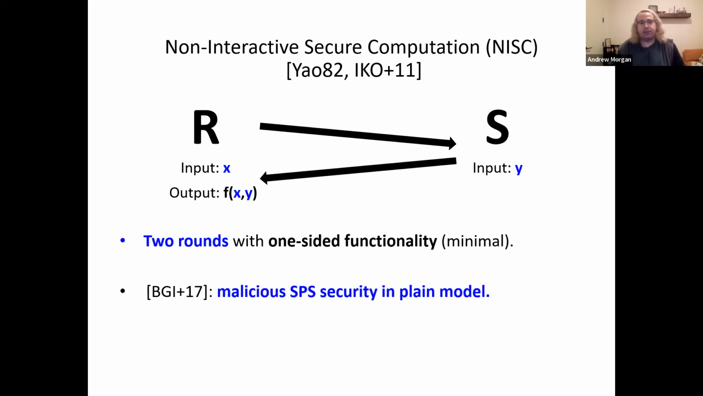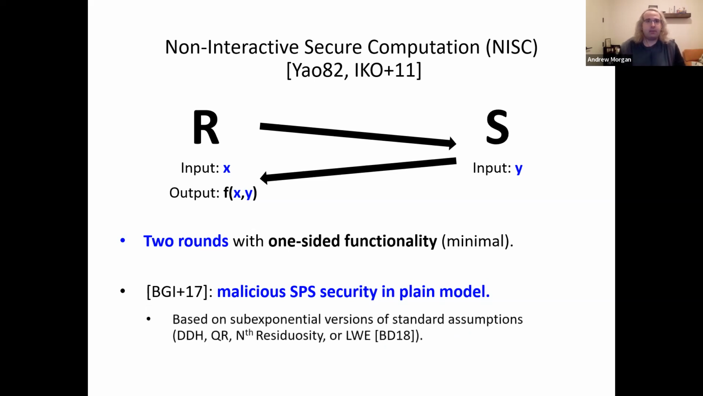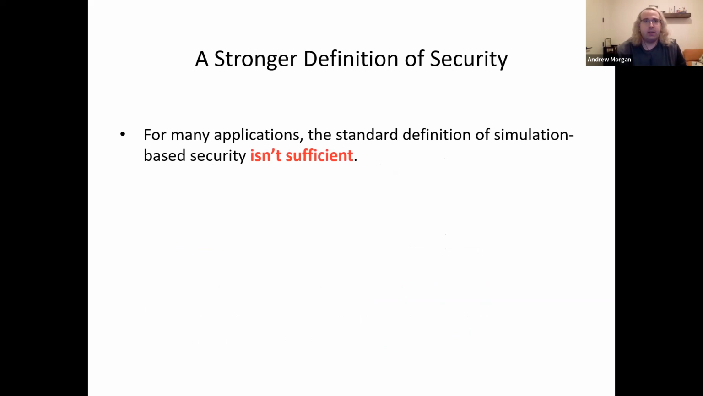If we relax our security definition to SPS, it turns out that NISC with malicious SPS security in the plain model is possible and can be constructed based on sub-exponential versions of standard assumptions such as decisional Diffie-Hellman, residuosity, or learning with errors. However, for a lot of potential applications of secure computation, we need stronger security properties than are guaranteed by standard simulation-based security.